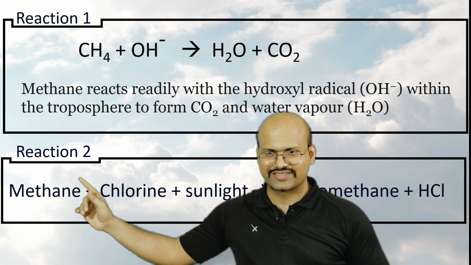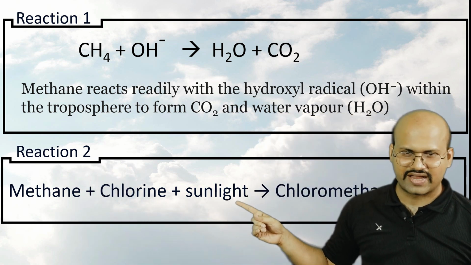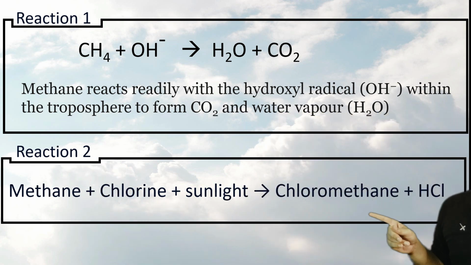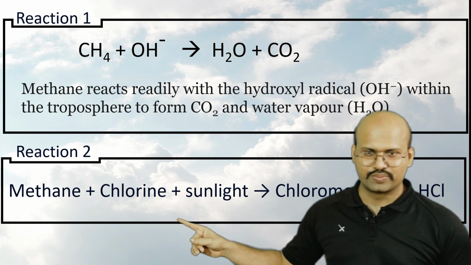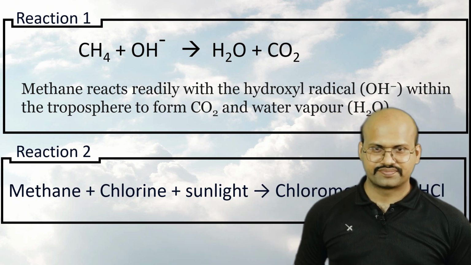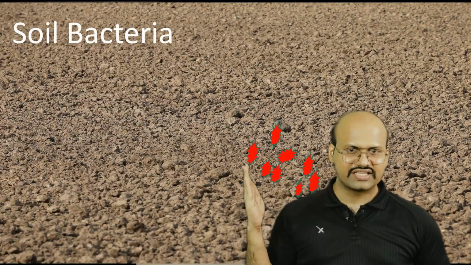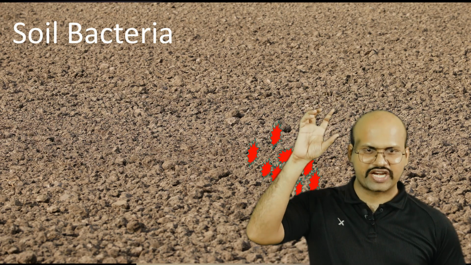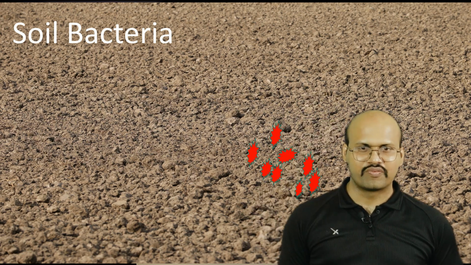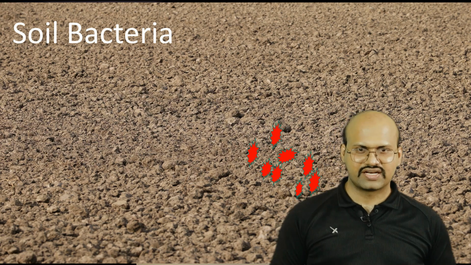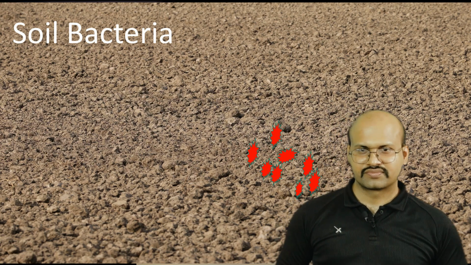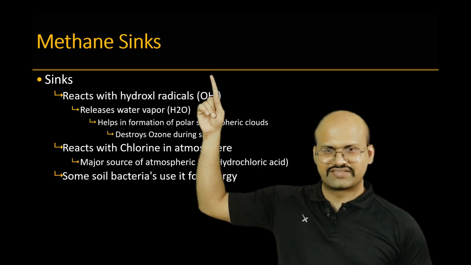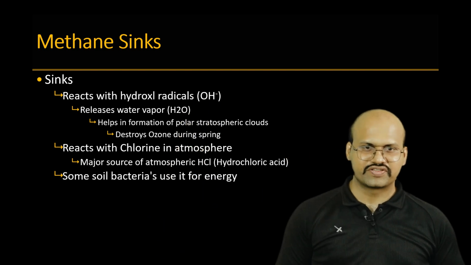Then there is a second reaction: methane and chlorine in the presence of sunlight form chloromethane and HCl. So this process also removes methane from the atmosphere. There are also certain bacteria in the soil which fix methane. That is, they take methane from the atmosphere and fix it in a form which is dissolved or soluble in the soils. So here you can see the major sinks of methane which we have discussed.